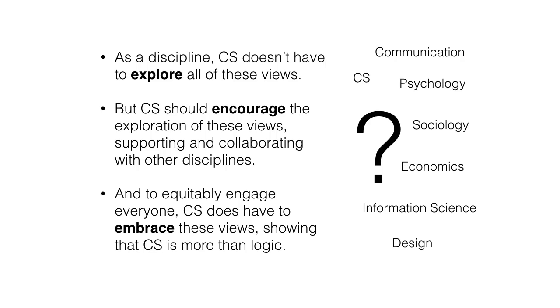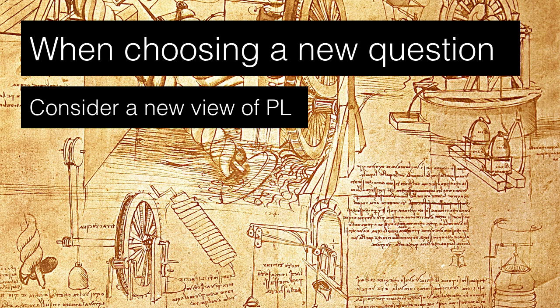So how do we do this? How do we accomplish some of these things? I've got a couple of concrete recommendations for what we can do. One, when you are choosing a new research question, consider a new view of programming languages. Start choosing research questions that look at new views. Maybe there are views that draw upon expertise and skills that you have that are close to PL as math, but maybe one step away from it.